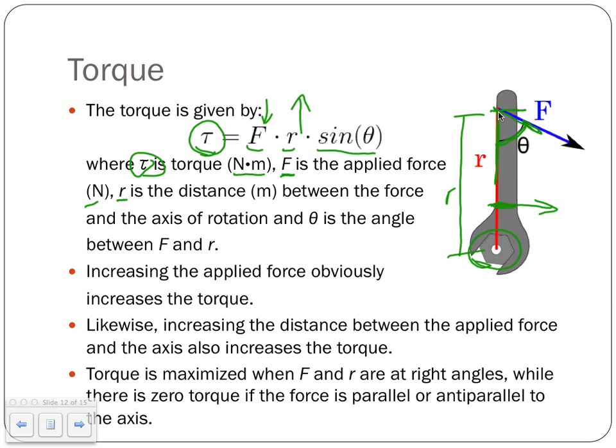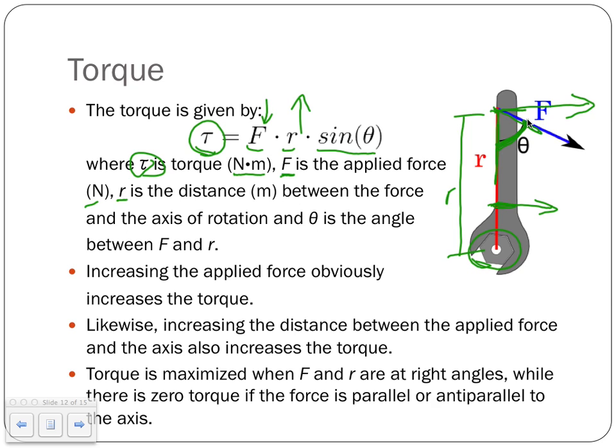Normally, whenever you grab something and you're trying to twist it, you're going to make your force perpendicular to that. And the reason why is because that's our sine of theta here. When theta is 90, the sine of 90 is just 1, we maximize our torque. The smaller the angle is between those two, the less torque you'll get.